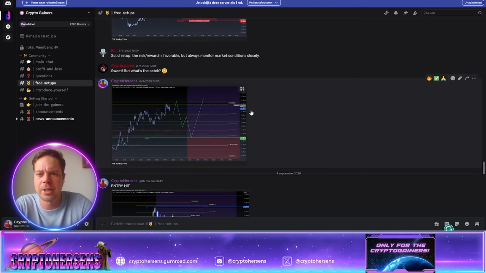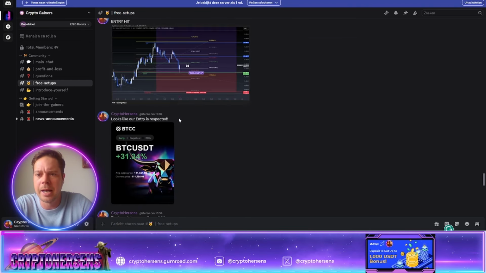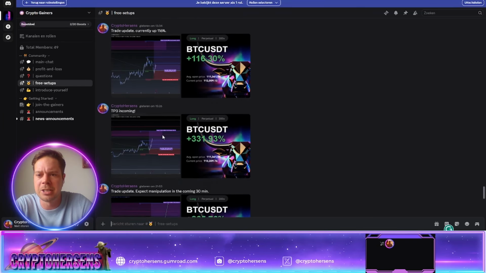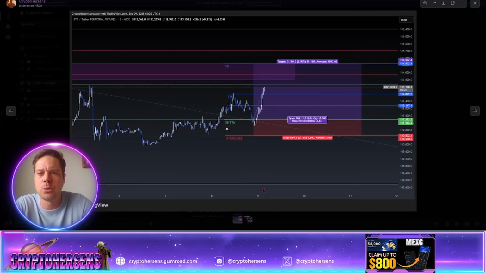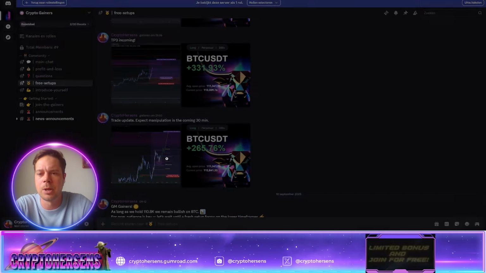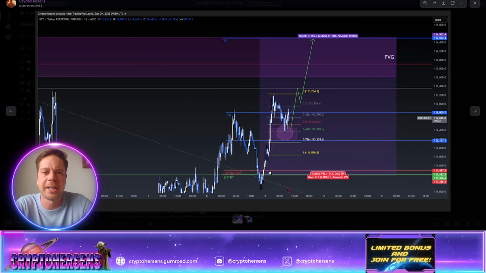Actually, entry got triggered here and the trade started playing out, right? You can see that TP1 and TP2 got triggered here, and I live in Asia time, so I needed to go to bed actually. And what I did is I moved stop loss to break even, and literally they started dumping here at 10 a.m., right?